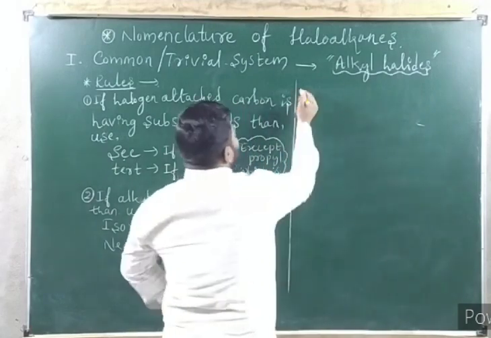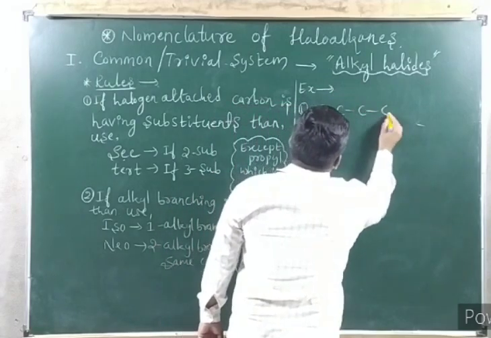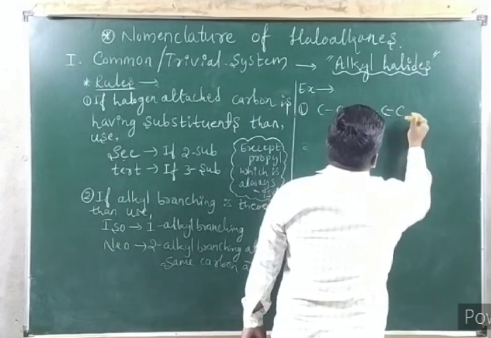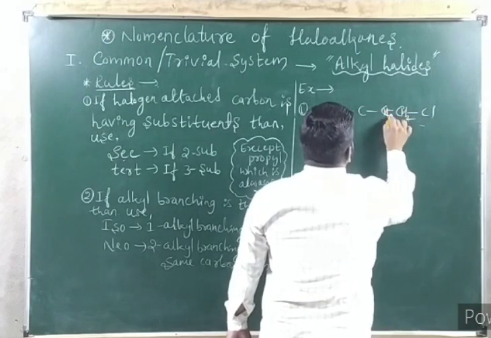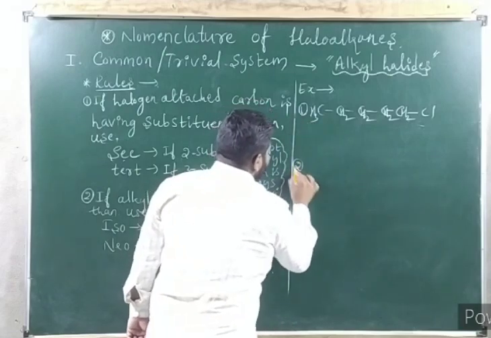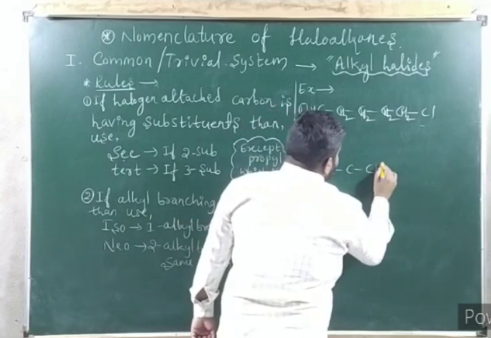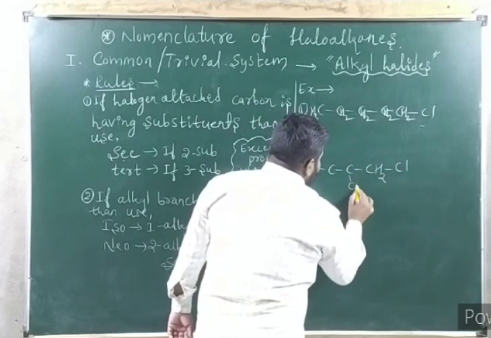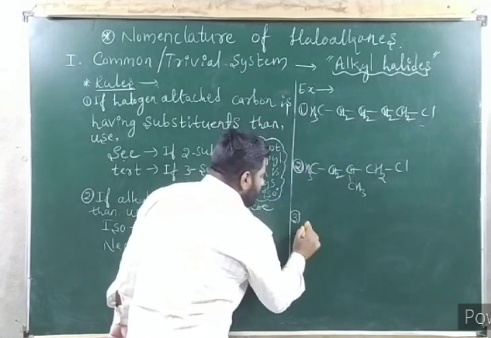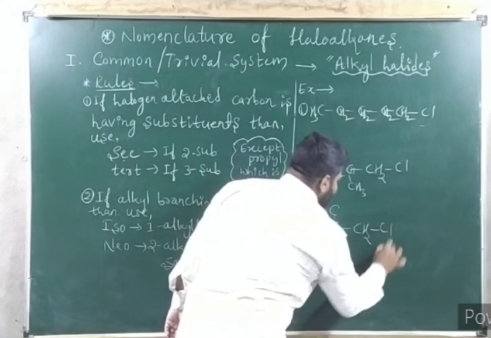Okay, see. First example, I will take this one. 1, 2, 3, 4, 5. Here I will write chlorine. CH2, CH2. Second one: 1, 2, 3. Here I will add a halogen, and to this carbon I will add one CH3. Third example: 1, 2, 3, 4, 5 and 6.